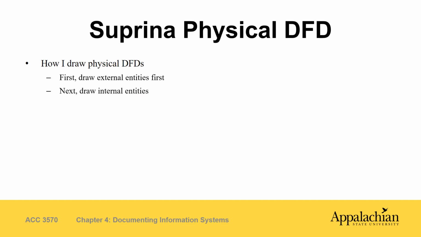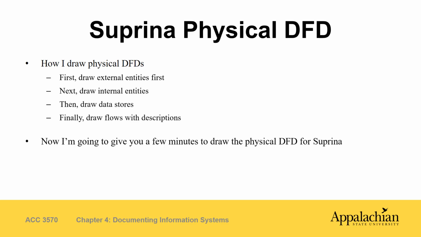So here's how I draw data flow diagrams. I draw the external entities, then the internal, and then the data stores, and then the flows. At this point, I'm going to just pause for a few seconds. You can pause the video, and why don't you try and work through the Sabrina physical data flow diagram yourself. And then I'll show you what I did.